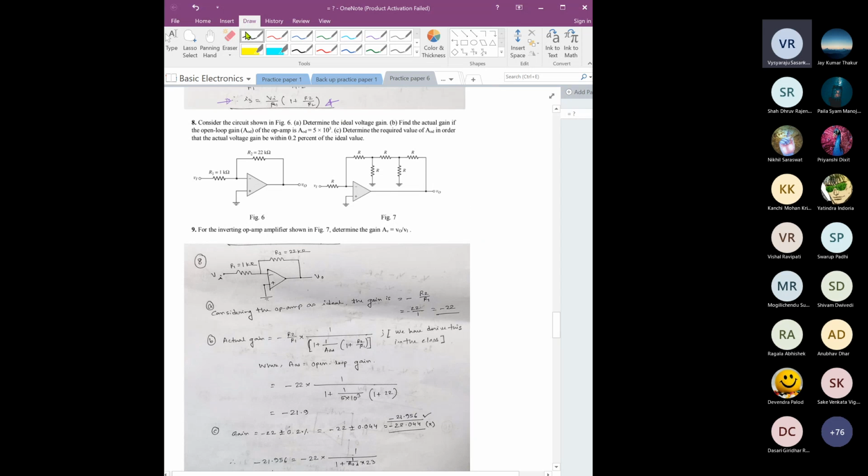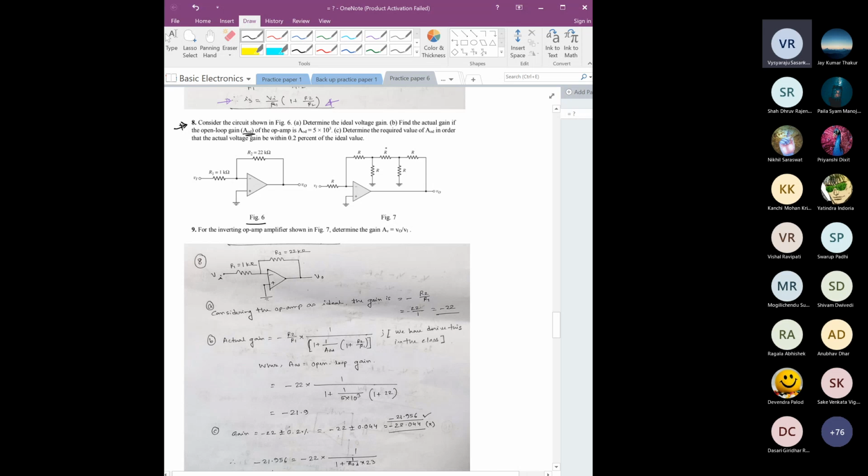So let us see this question number 8. In question number 8, it says that consider the circuit shown in figure 6. So this is figure 6. Determine the ideal voltage gain. Okay, this is an inverting amplifier, right? Determine the ideal voltage gain. Then find the actual gain if the open loop gain.